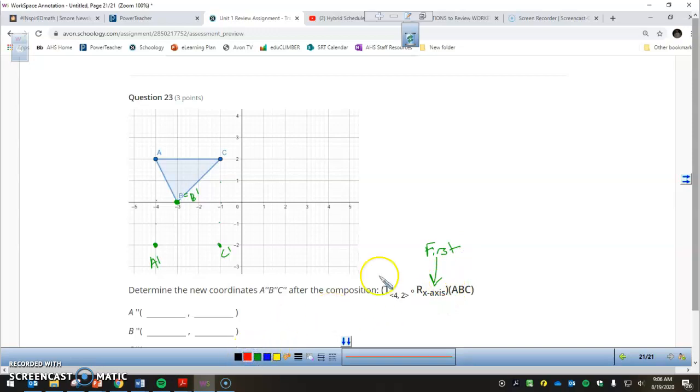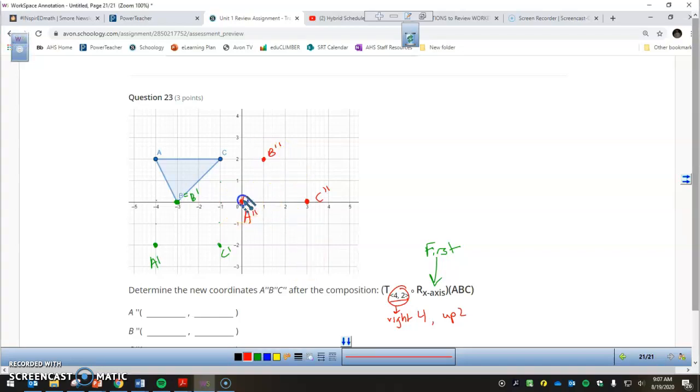And now we're going to translate all these points right 4 and then up 2. That's what this means. So I'm going to go all these green points. I'm going to go right 1, 2, 3, 4, 1, 2. So this would be C double prime. B is 1, 2, 3, 4, 1, 2. And then A is 1, 2, 3, 4, 1, 2. So A double prime ends right at our origin.